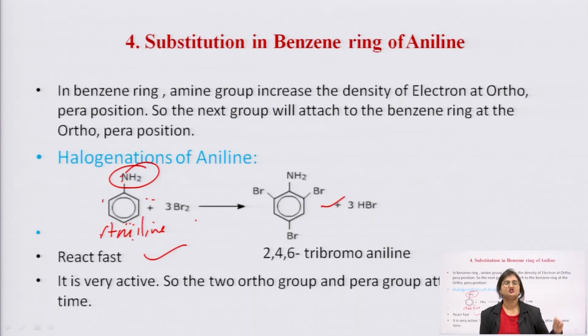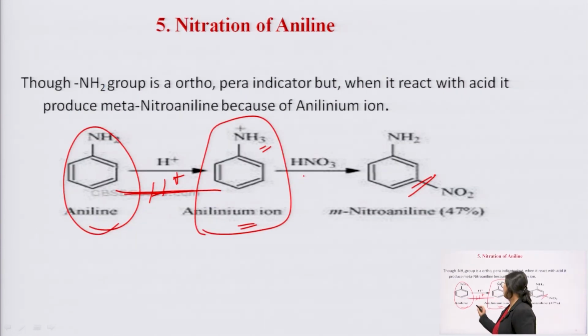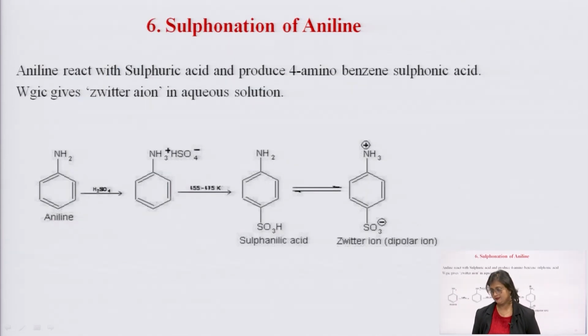Clear? So, when aniline reacts with bromine or any halogen, the amino group acts as an ortho-para director. But in the second case, when aniline reacts in the presence of an acid, the intermediate formed is an anilinium ion. This anilinium ion is a meta director. Hence, the nitration reaction leads to formation of meta nitroaniline. Clear all of you? Very simple.